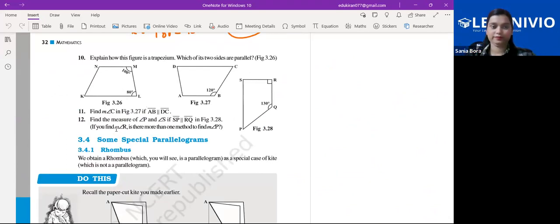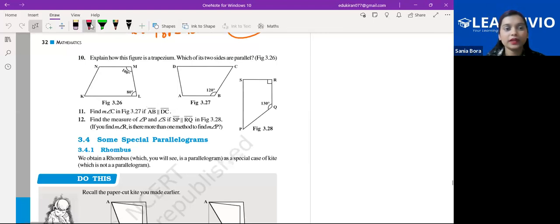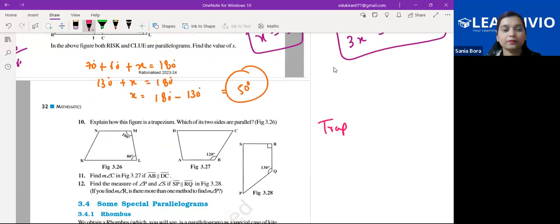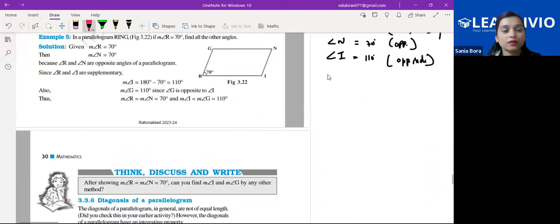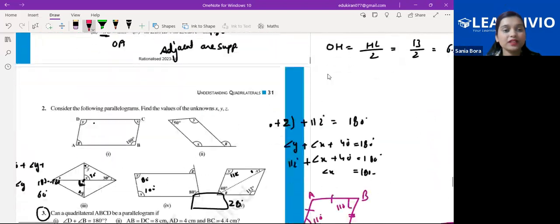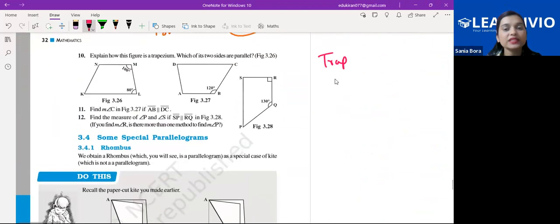Okay, ma'am, question number 10. What does it state? Question number 10 says, explain how this figure is a trapezium. Which of the two sides are parallel? So you have to explain. First of all, you should know the properties of a trapezium. Once you know them, see whether the figure fulfills them or not. If yes, then you will write that.